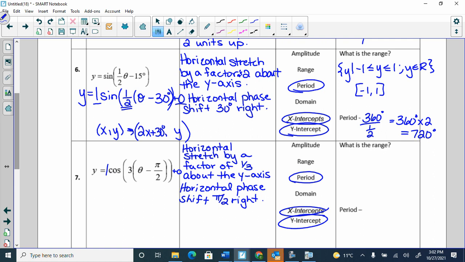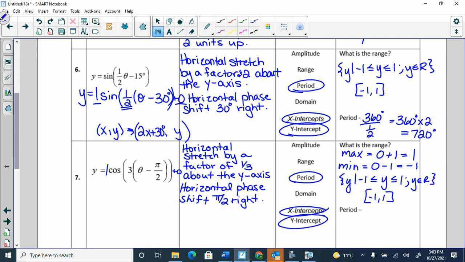So my range, my maximum is my D, which is 0, plus my amplitude, which is 1. So 1. My minimum is at 0. I subtract my amplitude, which is 1 from it. So it's at -1. So my range is -1 is less than or equal to y, less than or equal to 1, y in R. Or -1 to 1.